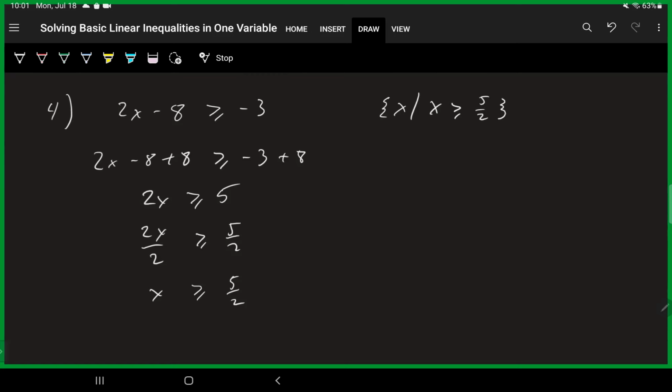Set builder notation, let's graph it. I'm looking at everything to the right of 5 halves, and I'm including 5 halves. I'm going to shade that. And my interval is including 5 halves and going off to positive infinity. And that is a slightly more complicated example. We had a few more steps.